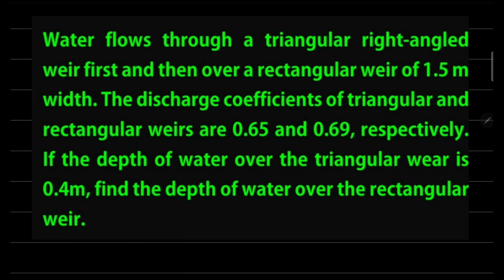If the discharge is first passing through the triangular weir and then passing out to the rectangular weir, we can take a similar problem. So let's go for the other problem that says that water flows through a triangular right angle weir first and then over a rectangular weir of 1.5 meter width. The discharge coefficients of the triangular and rectangular weirs are 0.65 and 0.69 respectively. If the depth of water over the triangular weir is 0.4 meter, find the depth of water over the rectangular weir. So let's start the solution.